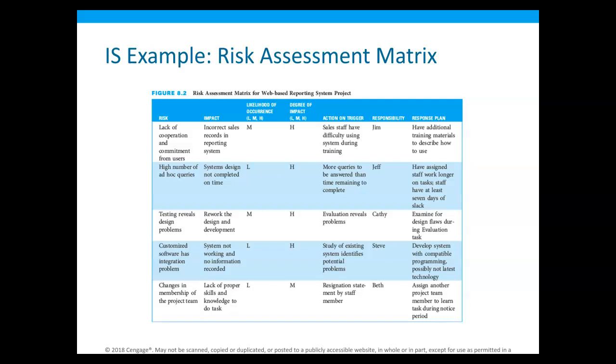So here we have lack of cooperation and commitment. Well, what does that lead to? Incorrect sales records. Likelihood of occurrence: low, medium, high. Medium. What's the degree of impact? Very high. So we have to look at what's going to happen. Sales staff have difficulty using the system. Who's responsible and what's the plan to fix that?